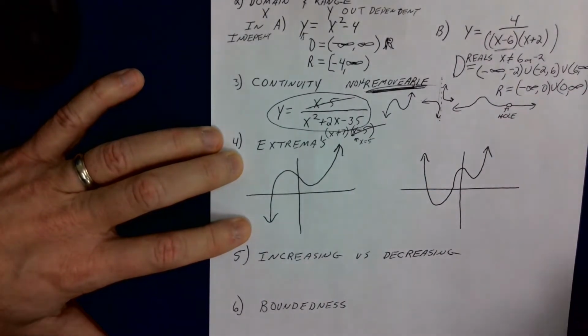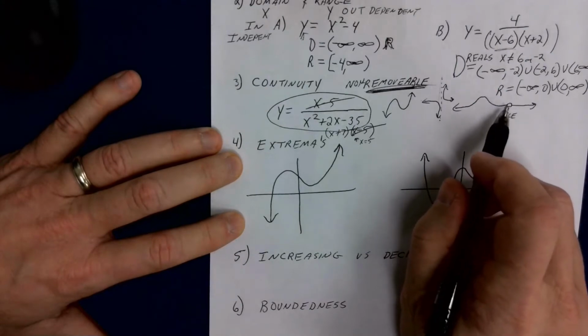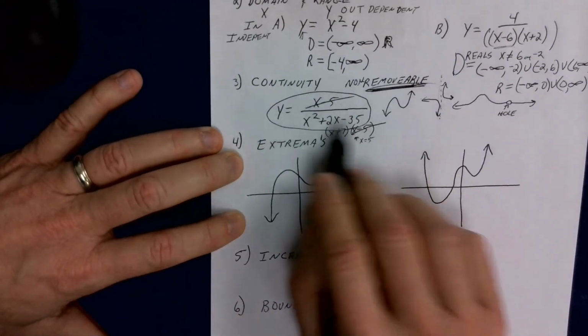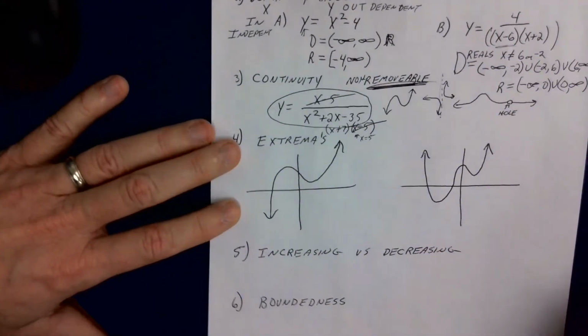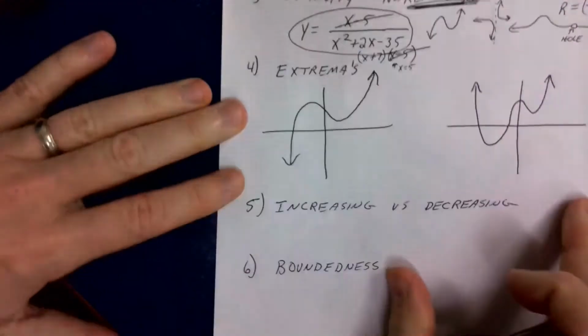And if you clicked on Desmos and tried it, Desmos actually shows you a hole just like this little sucker right there. You just got to get close to that. So if you want to type that into Desmos right now, you can do that. Good deal. Okay. So next, we're going to talk about extremas.